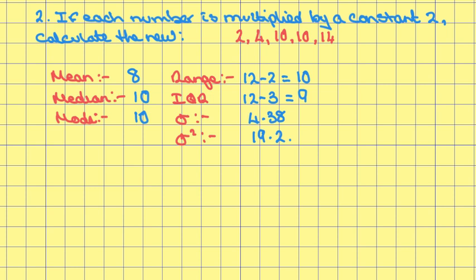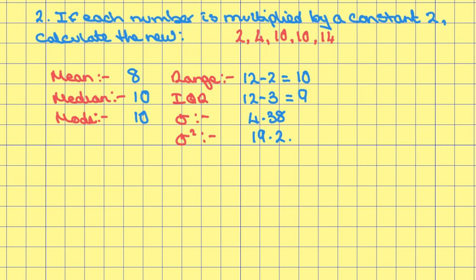The standard deviation, they're all more spread out. Well, they're twice as spread out. So the standard deviation would be twice as big. And because the standard deviation has been multiplied by 2, and the variance is the standard deviation squared, 2 squared is 4. So the variance would be 4 times as big.